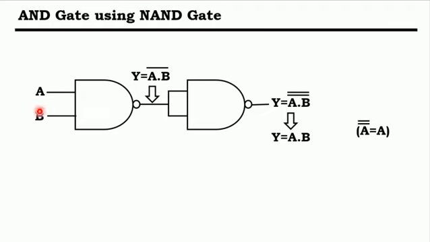That is, 2 inputs are provided to the NAND gate, and a single input, that is the output of the first NAND gate, will be provided to both the inputs of the next NAND gate, and it will give you this kind of function. And double bar means both the bars are cancelled out, and y is equal to a dot b. That is the basic function of the AND gate achieved.